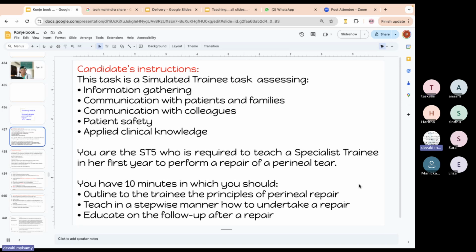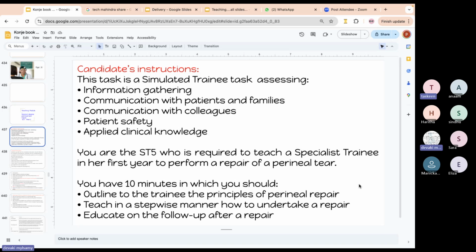Okay. And what is type 1 and type 2? Type 1 is when there are only lacerations involving the vaginal mucosa or the perineal skin. And type 2 is when, in addition to this, the perineal muscles are involved. Okay, good. Is it clear?